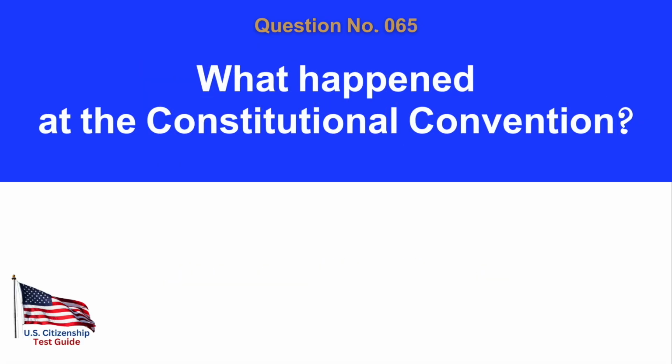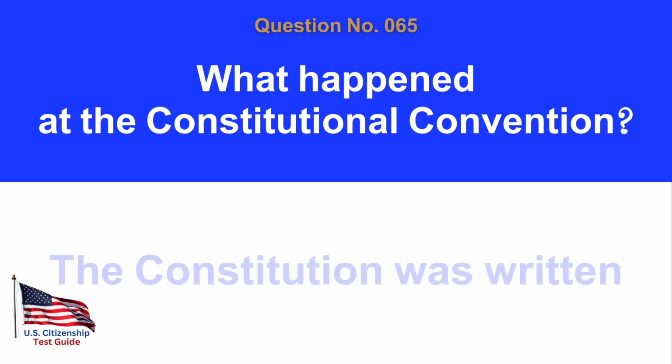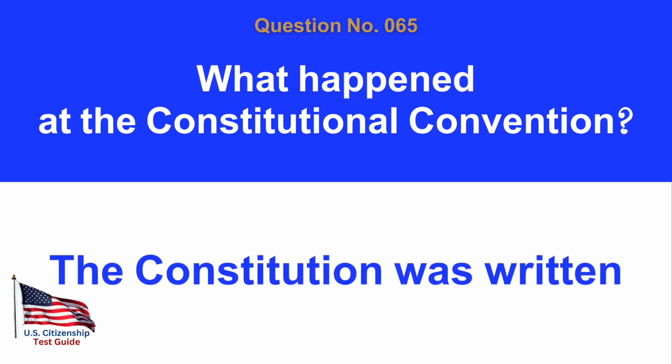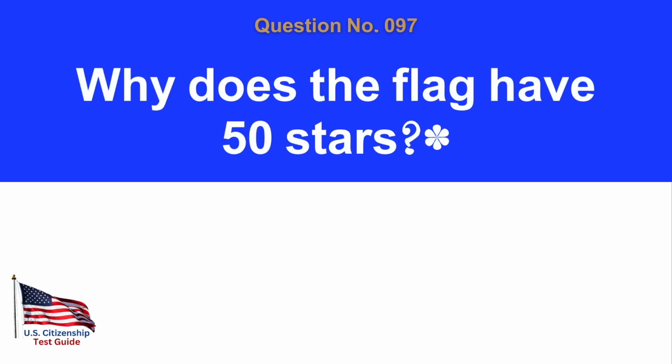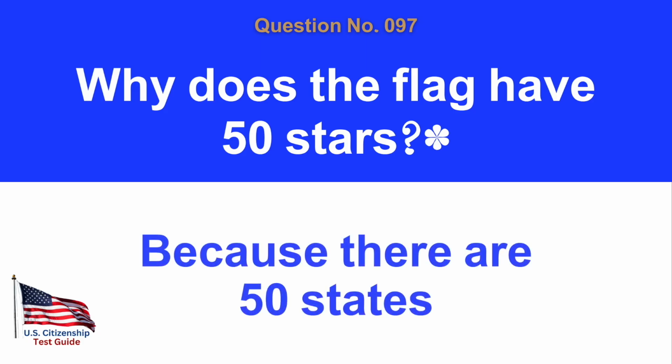What happened at the Constitutional Convention? The Constitution was written. Why does the flag have 50 stars? Because there are 50 states.